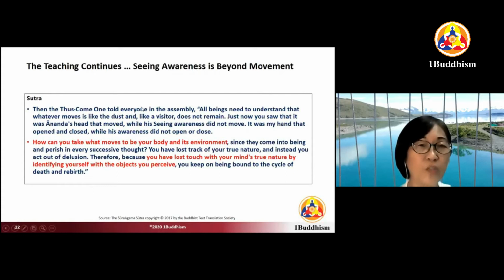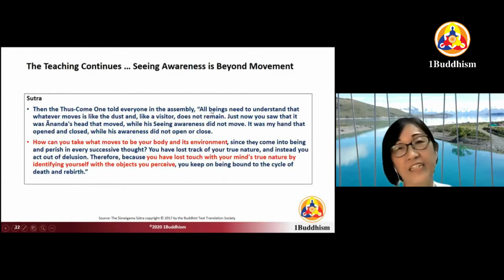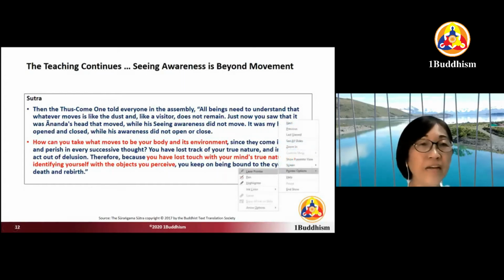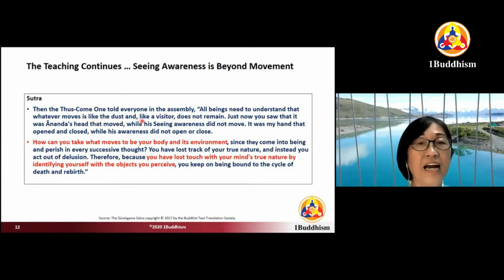Then the Tathagata told everyone in the assembly, all beings need to understand that whatever moves is like dust and like a visitor, does not remain. Just now you saw it was Ananda's head that moved, while his seeing awareness did not move. It was my hand that opened and closed, while his awareness did not open or close.